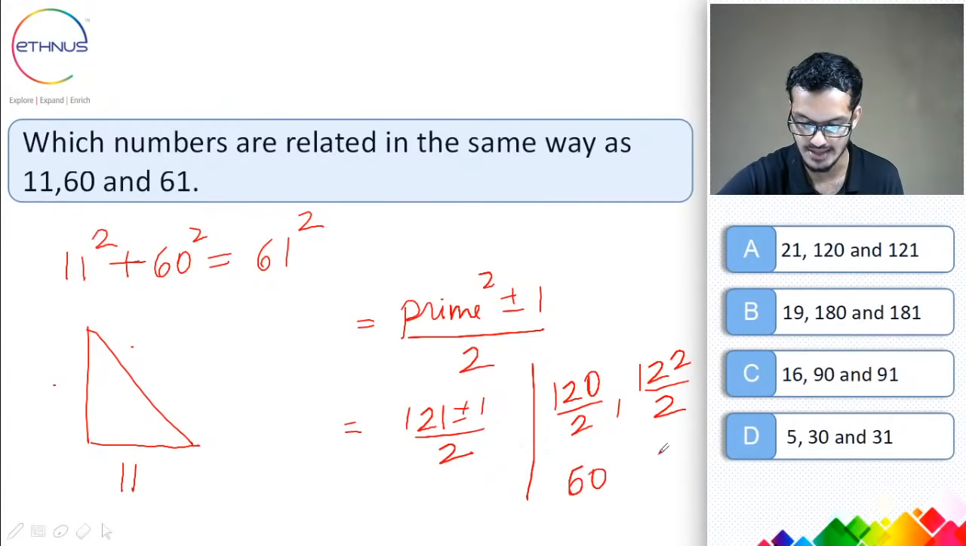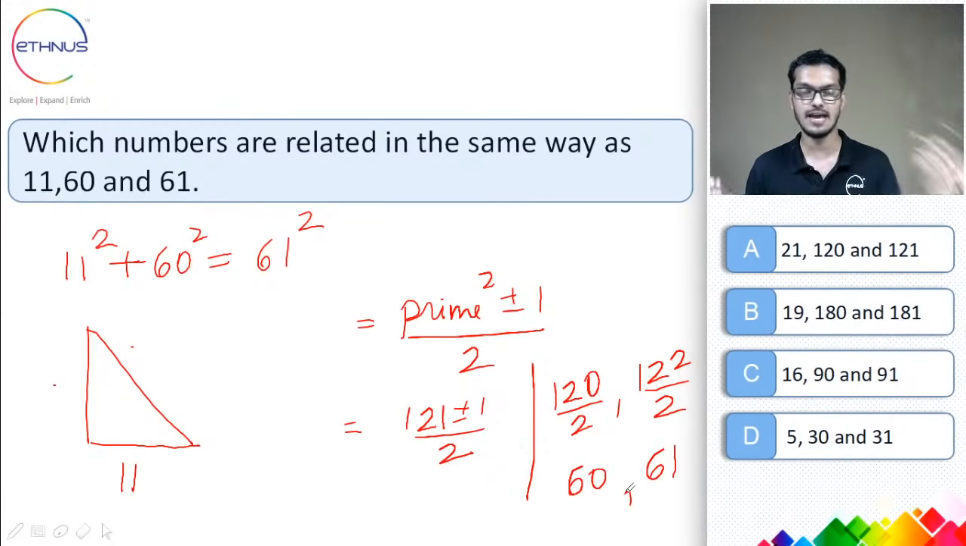One is 60, another one is 61. Yes, so 11, 60, 61 are the Pythagorean triple. So that's how we can find the other one. If you select the other one, 21, it's not a prime number, right? So you cannot use this method. You have to use 21 square plus 120 square is equal to 121.